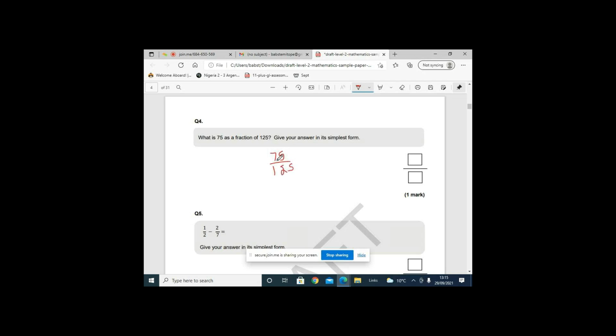You can divide both sides by 5. This one by 5 gives you 15, and this one by 5 gives you 25. You can still go further. 5 here is 3, and 5 here is 5. So 5 times 5 is 25, 5 times 3 is 15. Who understands that?